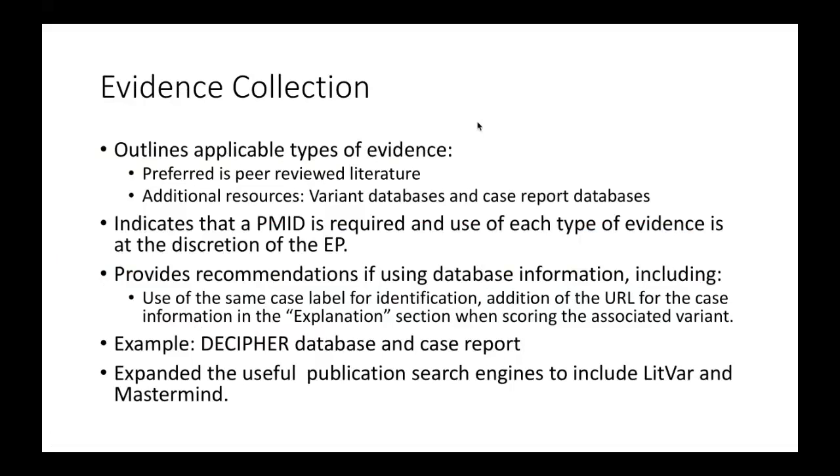An example of this would be the Decipher database. That has a lot of case reports. You would want to use whatever the label is within Decipher for that particular individual, as well as providing that URL so that we can track back and have transparency of that information. We also expanded the useful publication search engines to include LitVar, which you can search by variants of interest using a RefSeq, or by genes using an HGNC gene symbol, as well as Mastermind, and have included whether those are freely available or cost.